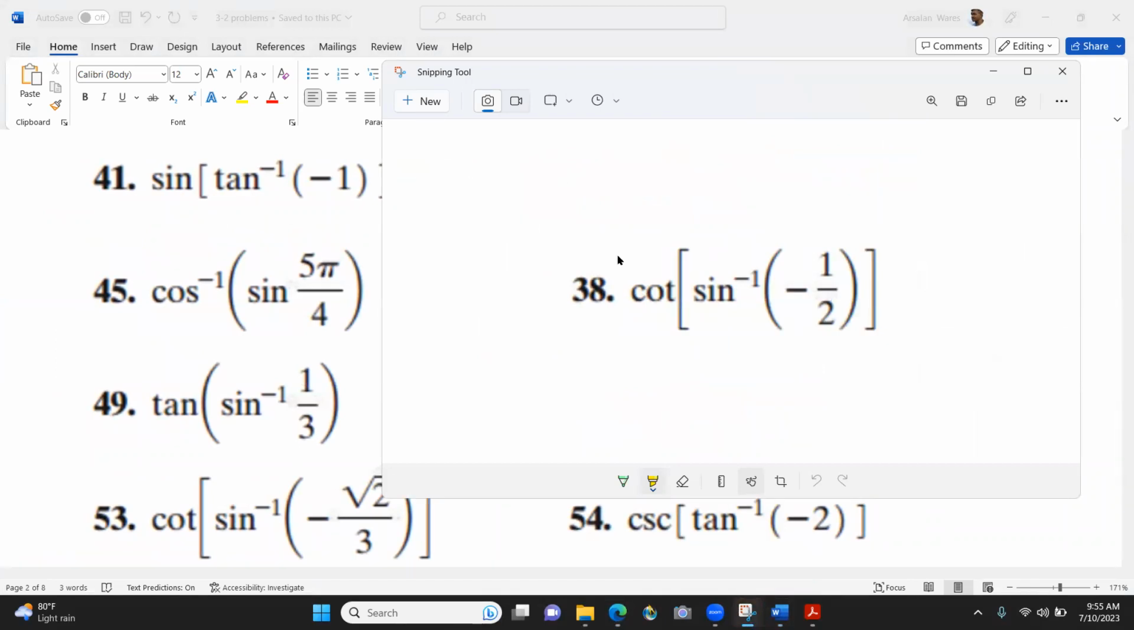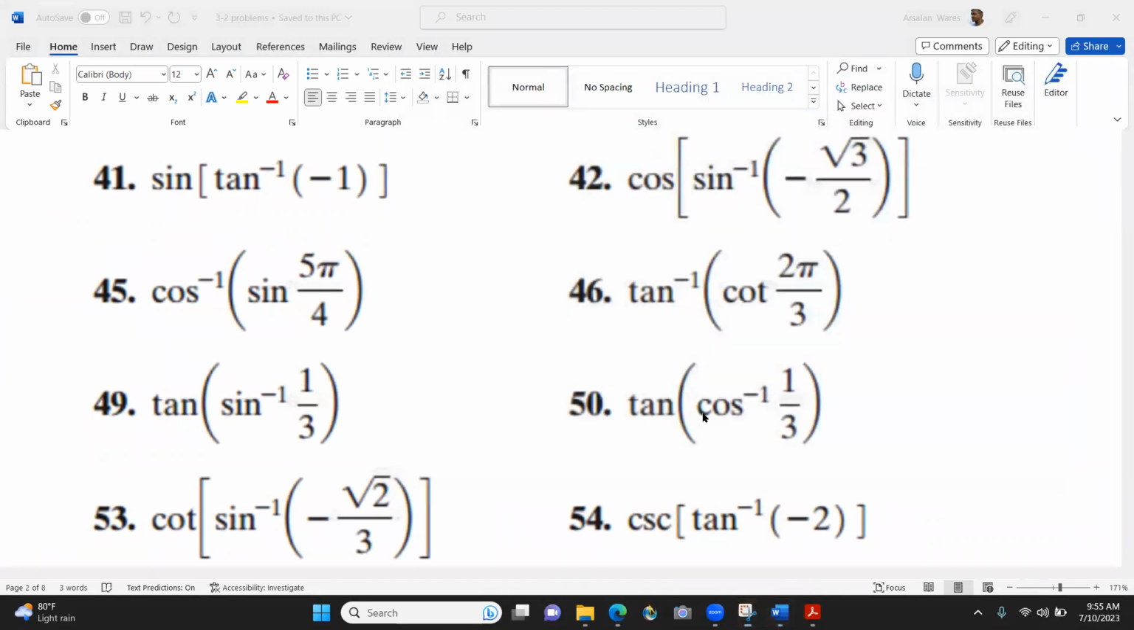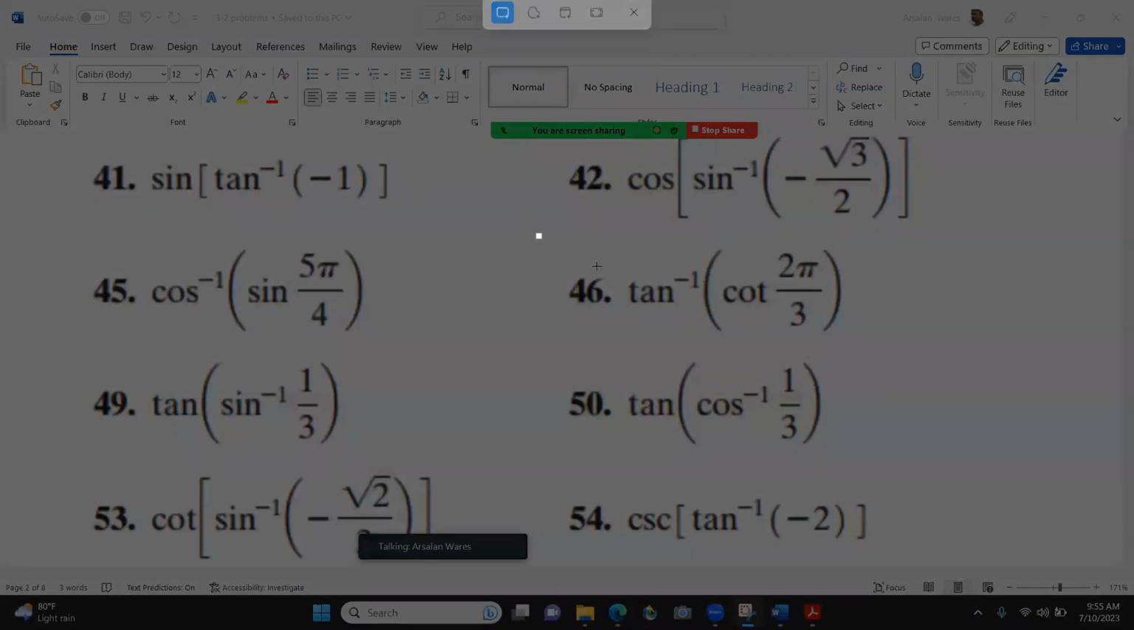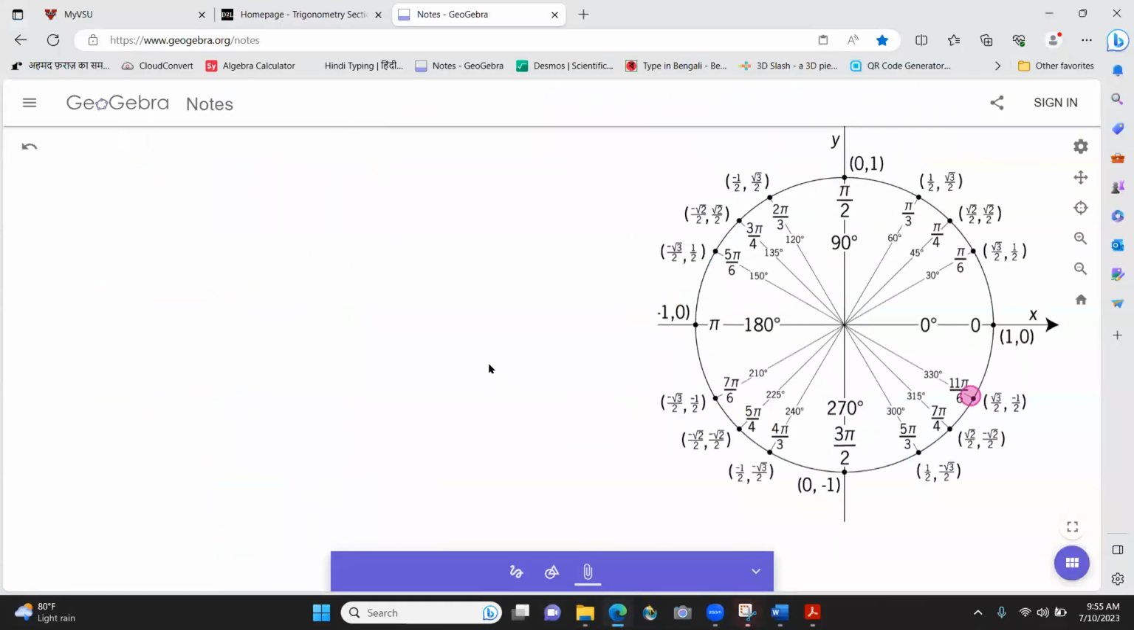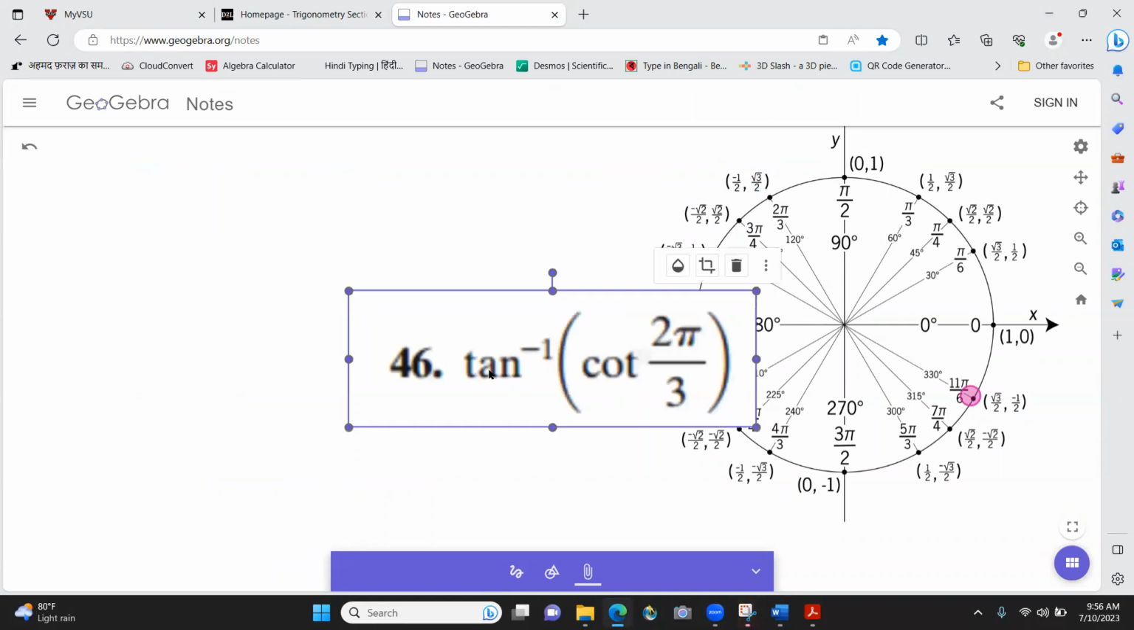Cotangent, tangent. Cotangent, tangent problems are always a little more complicated because they're not directly coming out of your unit circle. That's what makes them slightly different, difficult.